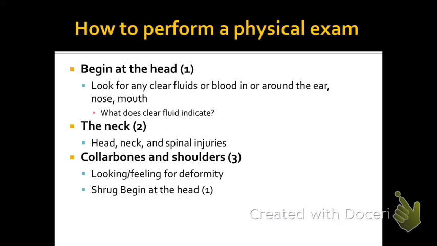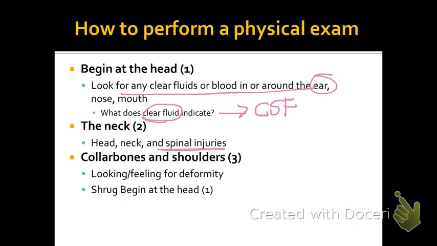So as I've already stated, we're going to begin at the head, and the big deal with the head is to look for any clear fluids that are coming out of the ear. If they are coming out of the ear, then what you suspect is that you have some type of head injury. If there's clear fluid, what this indicates is cerebrospinal fluid, and that means you have a spinal cord injury. After we move from the head, we're going to go to the neck, and the big deal is to sweep your patient for spinal injuries, more specifically C-spine injuries.